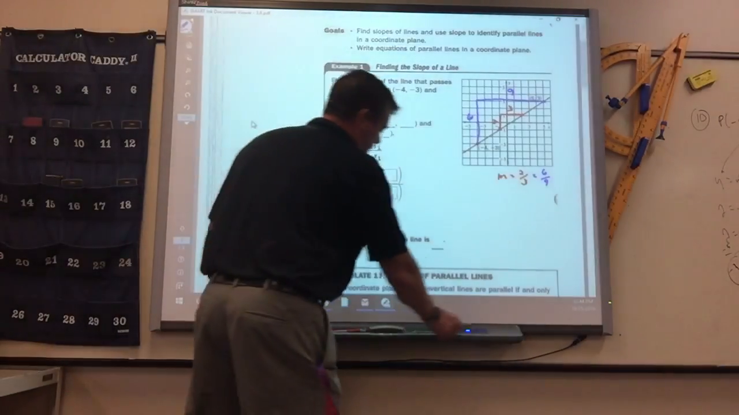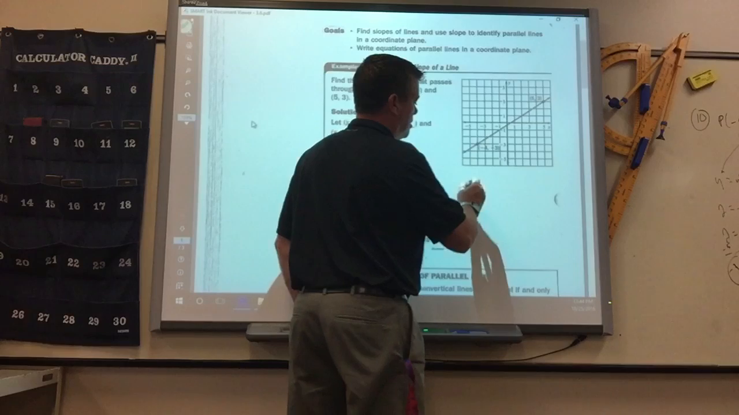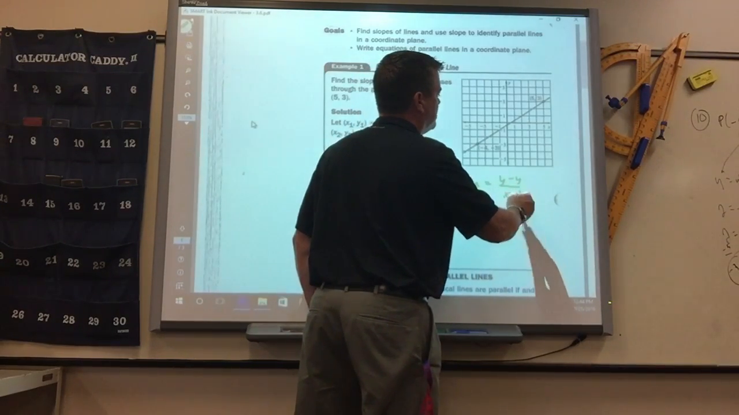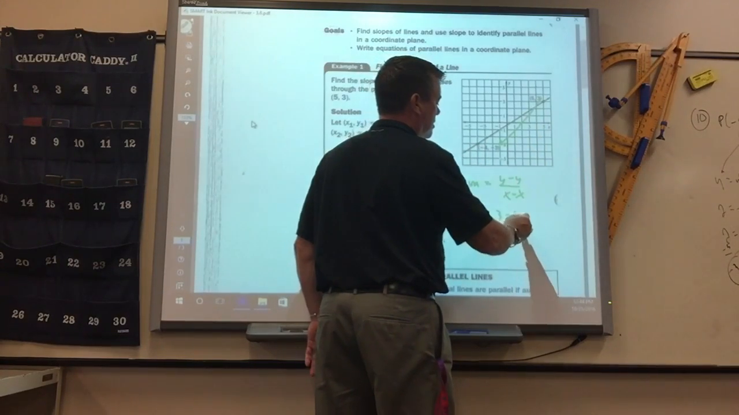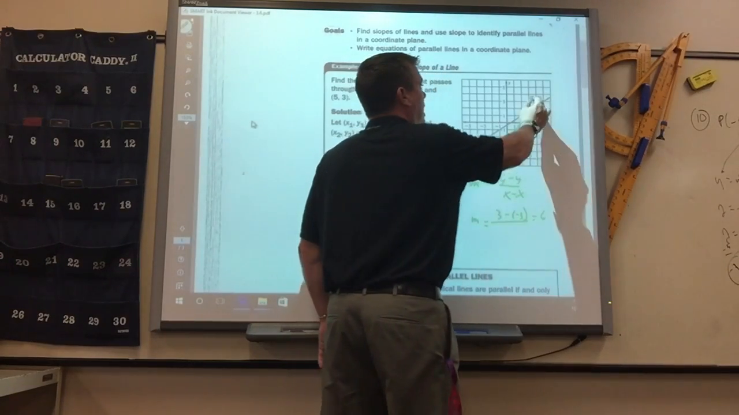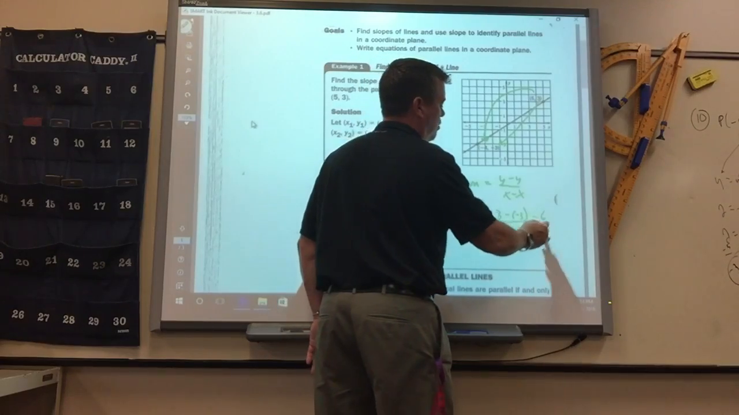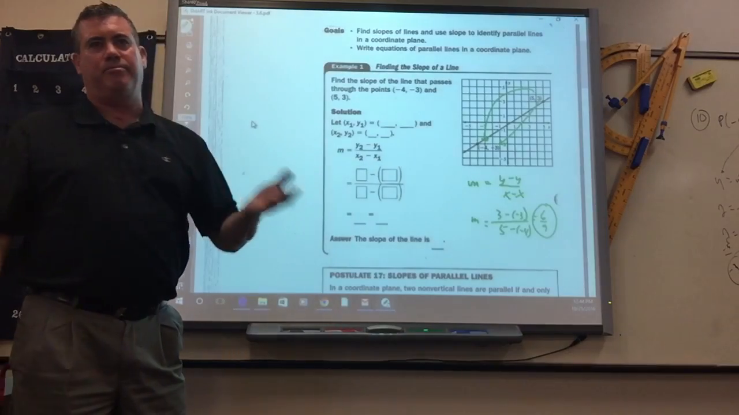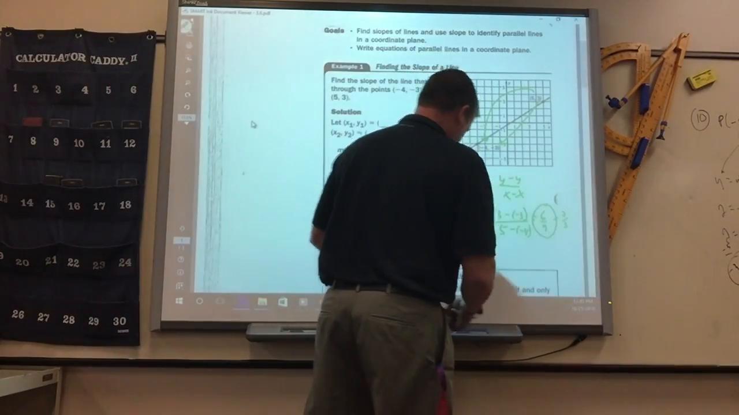But then if you don't want to do the rise over run, you can just do y minus y over x minus x. So I can go 3, take away -3, which is 6, over x minus x. 5, take away -4, which is 9. And again, you don't need to reduce it. They never say simplify them. But you can reduce it: 6/9 reduces to 2/3.